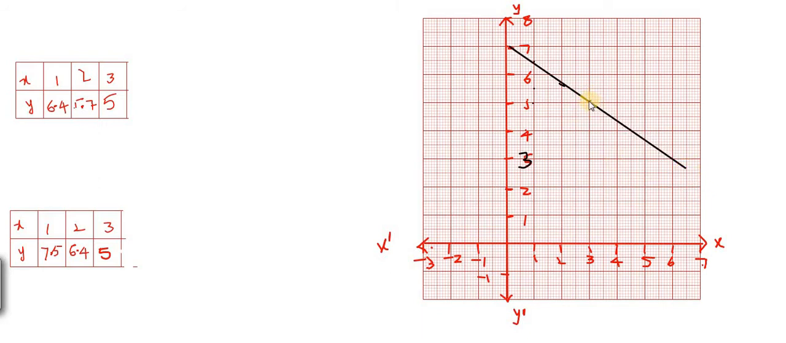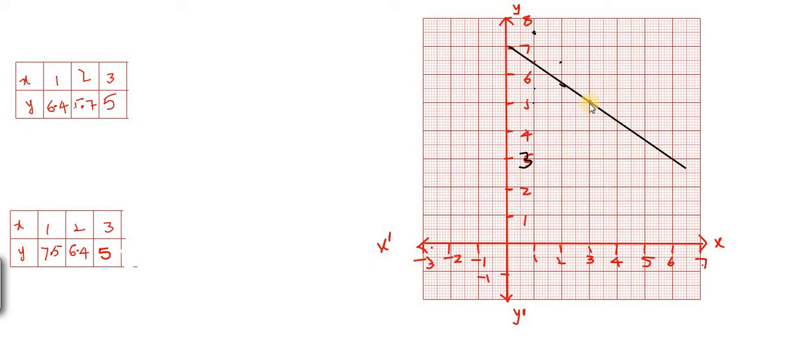So now look to draw for the next one. So 1 comma 7.5. So some 7.5 is here. 1 comma 7.5. So then next 2 comma 6.4. 2 comma 6.4. So 6.5 is here. 6.4 somewhere here. 6.4 somewhere here.